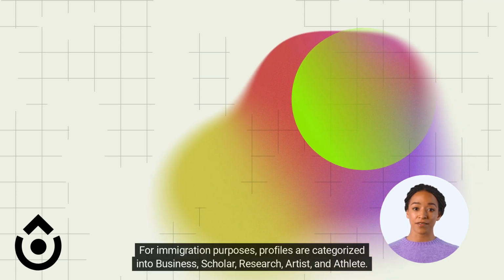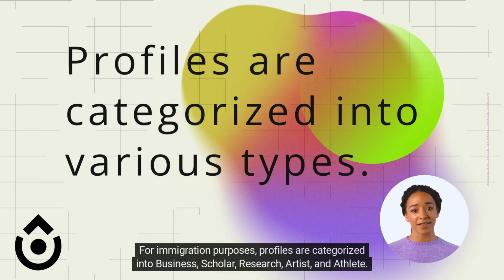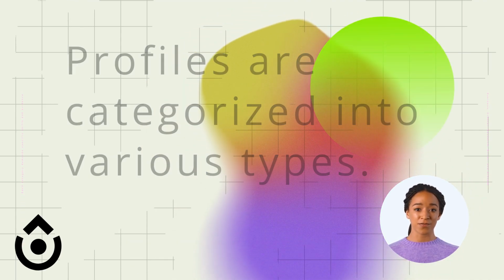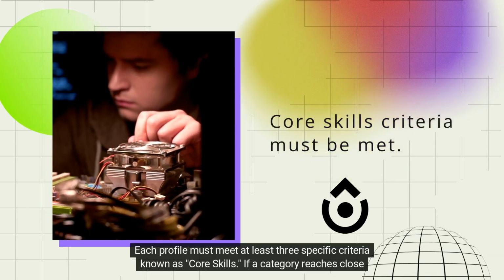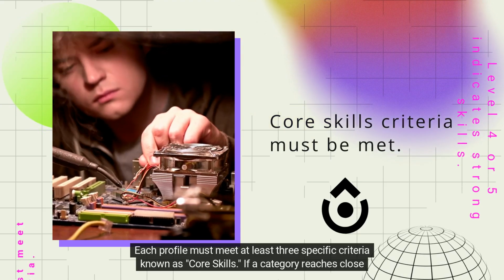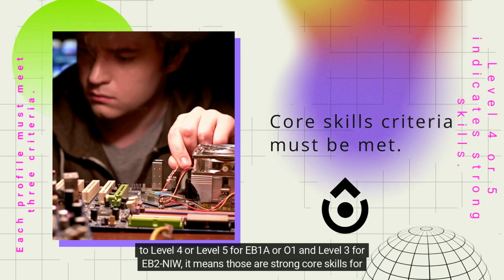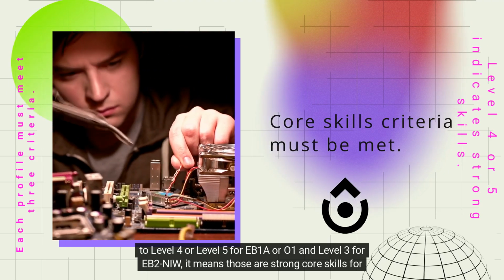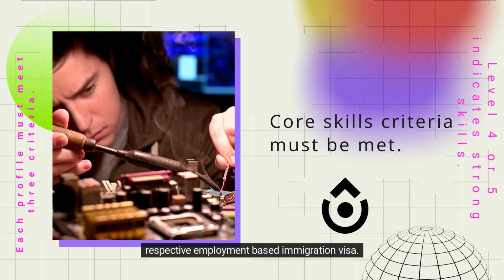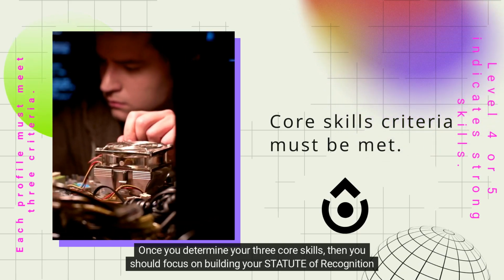For immigration purposes, profiles are categorized into business, scholar, research, artist, and athlete. Each category demands specific skills and evidence. Each profile must meet at least 3 specific criteria known as core skills. If a category reaches close to level 4 or level 5 for EB1A or O1, and level 3 for EB2 NIW, it means those are strong core skills for the respective employment-based immigration visa. Once you determine your 3 core skills, then you should focus on building your statute of recognition.